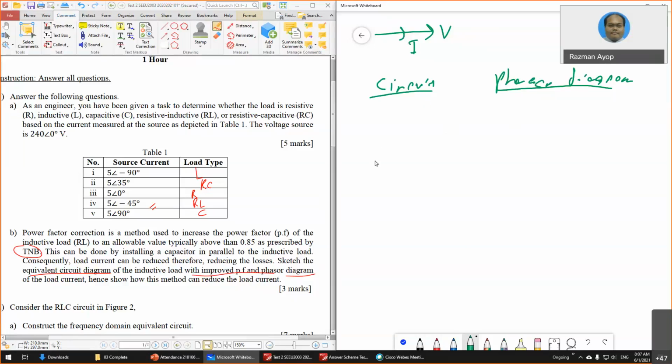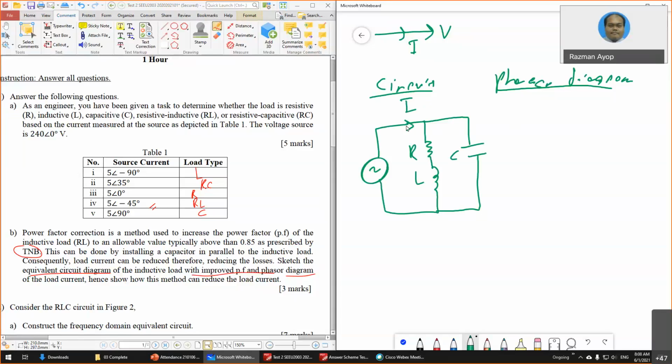Okay, for the circuit, you just draw the supply. And then the inductive load, either you can do a box or put like this. Don't forget to label RL, and then you add a capacitor. So this is C. So you have I source, this one is V source, and then this one is IC, and then this one is I load. Okay, this is how you draw the circuit. You get 1 mark for this.